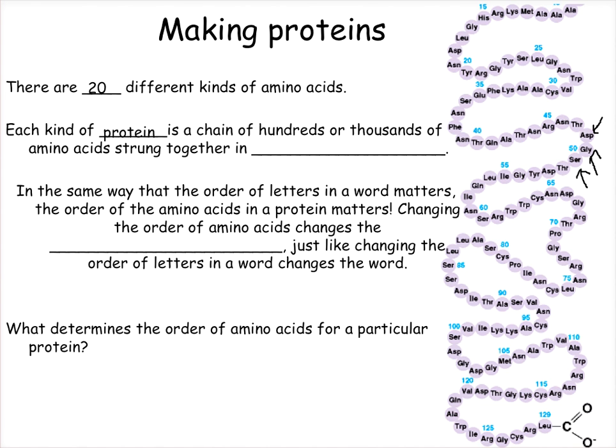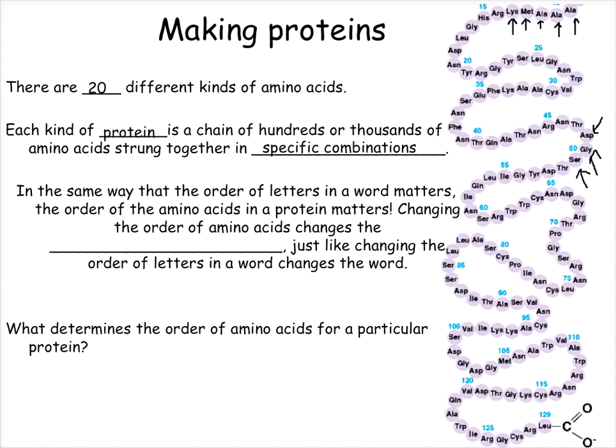Each different kind of protein that a cell makes is a chain of dozens or hundreds or even thousands of amino acids strung together in specific combinations. For example, the protein in our picture begins with 3 amino acids called alanine. There they are. Followed by an amino acid called methionine, and then lysine, and so on down the chain of amino acids.